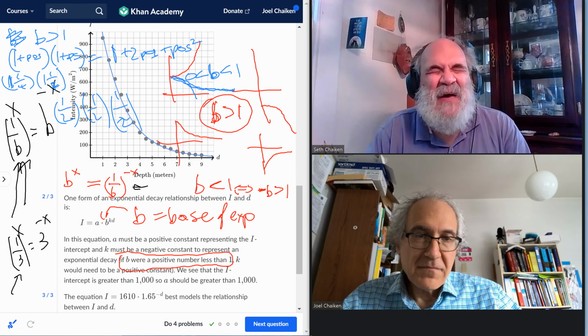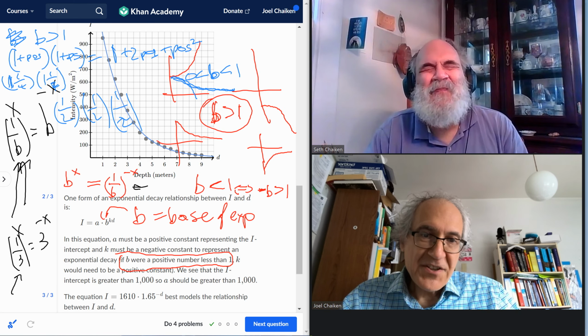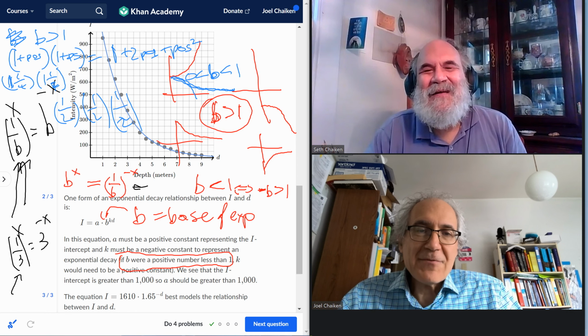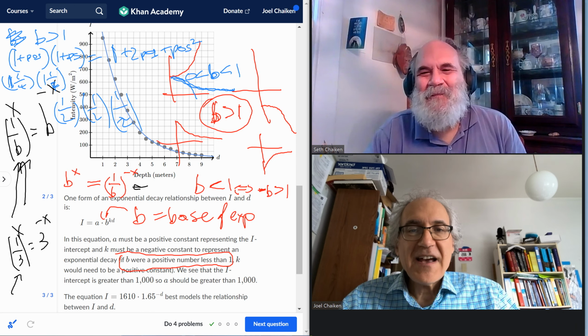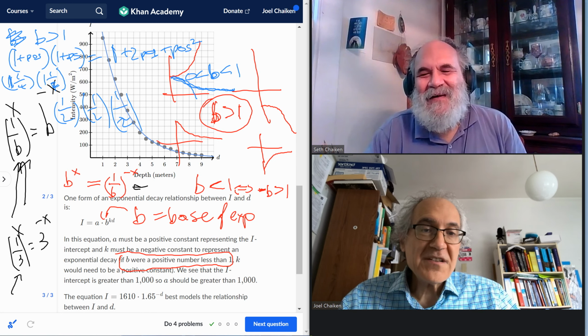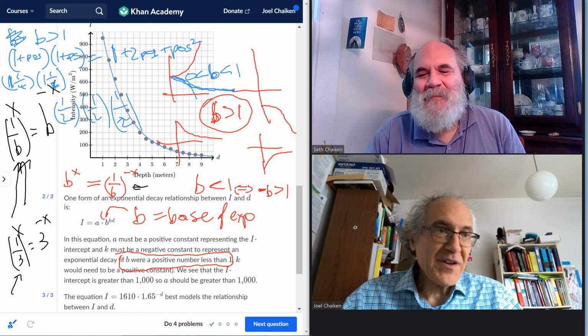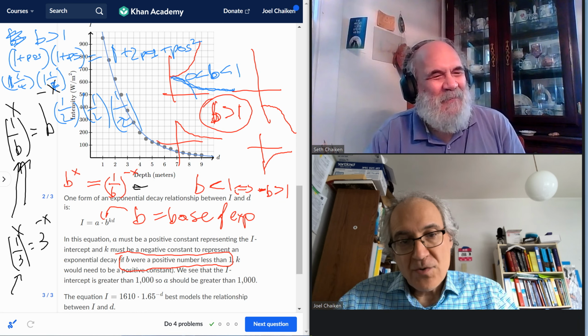What happens if the base b is equal to 1? That just stays constant, because 1 to any power is always 1. Why? Because you can multiply 1 as many times as you want, and you'll always end up with 1. 1 times 1 times 1 times 1, no matter how many 1s there are, there's always 1.